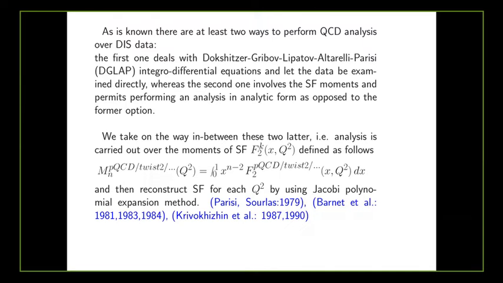So we study Mellin moments, and study Q squared evolution of Mellin moments, but always reconstruct structure functions using the so-called Jacobi polynomial expansion method introduced by Parisi and Sourlas in 1979, though some people from England and from Dubna participated too in these reconstructions.